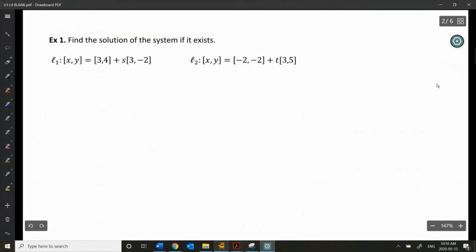So let's take a look at an example of two lines in vector equation format. As I said, we're going to take both of our lines and set them up in parametric form. For our first one, I'm going to take the x components and separate them out from the y components. And then same thing for our second one.